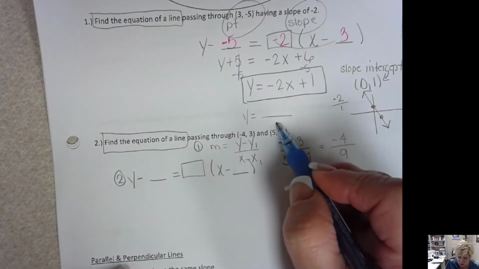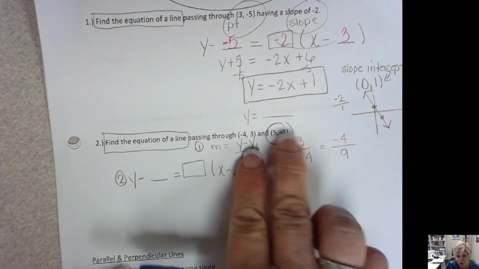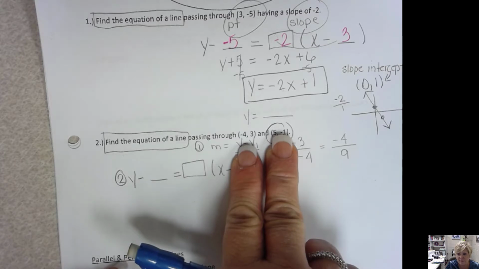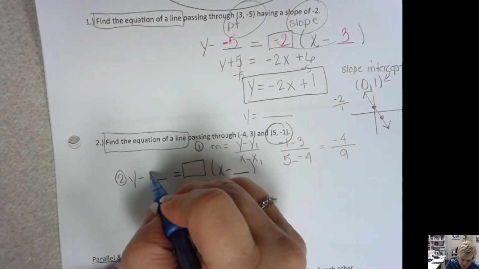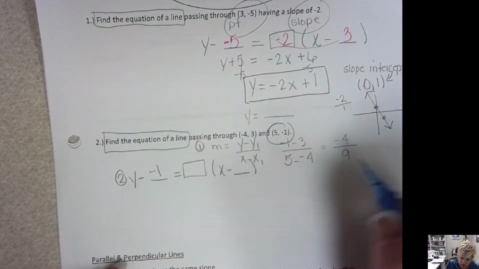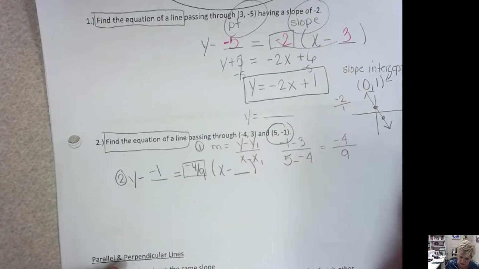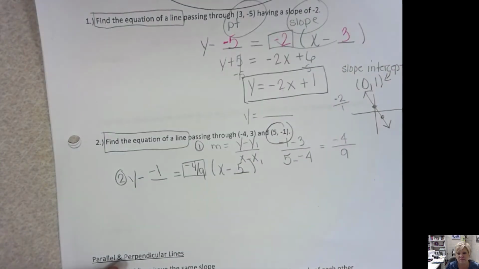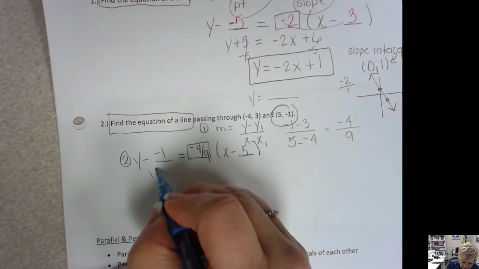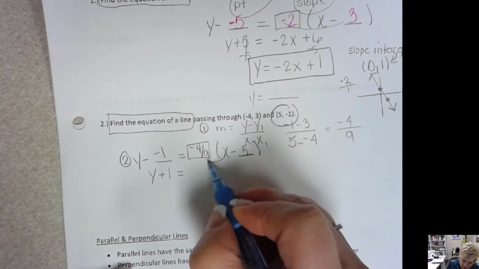It just kind of depends on which point you want to use. I think I'm just going to use 5, -1, because they're both on the line, so it doesn't matter which one you use. The y value is -1. Slope is -4 over 9. And the x value is 5. And then clean it up. Let's go ahead and distribute that through there.